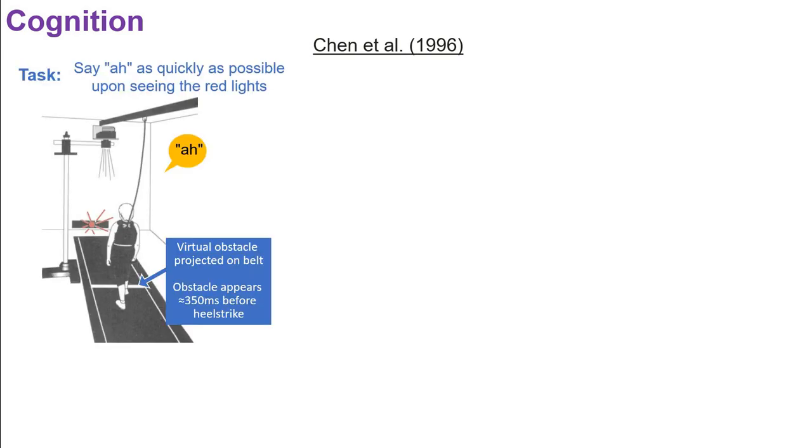Chen and colleagues investigated how performing cognitive tasks while walking could affect the likelihood of tripping over an obstacle. They had participants walk on a treadmill while performing the simple cognitive reaction task of saying "ah" as quickly as possible after seeing a red light in front of them flash on. In this experiment, a projector on the ceiling was used to project virtual obstacles onto the treadmill belt. The obstacles were organised to appear about 350 milliseconds before heel strike. This situation simulates the situation of being able to notice a hazard to locomotion.